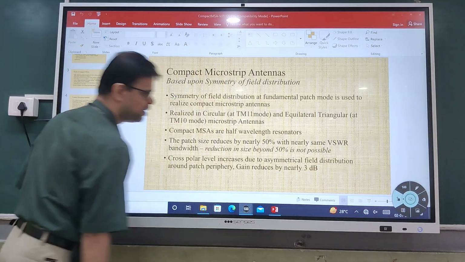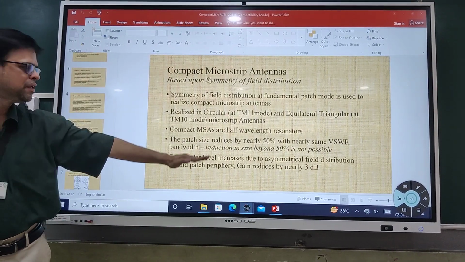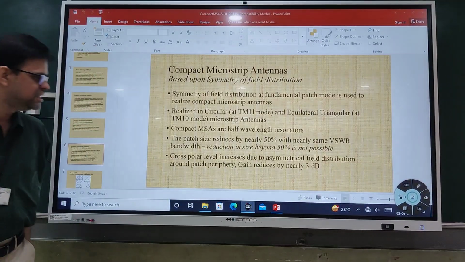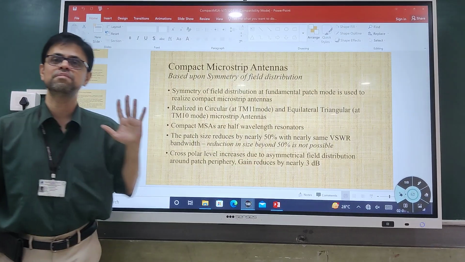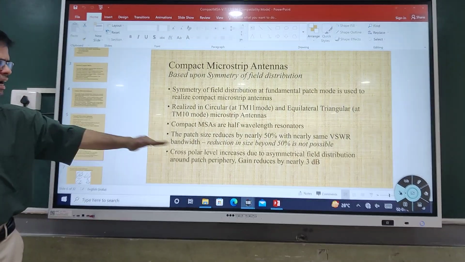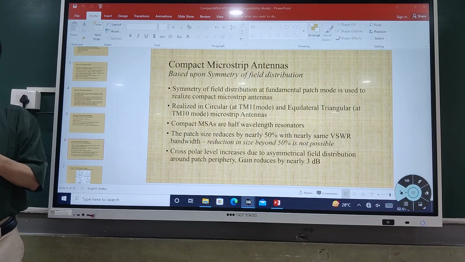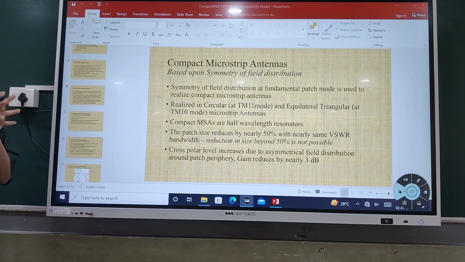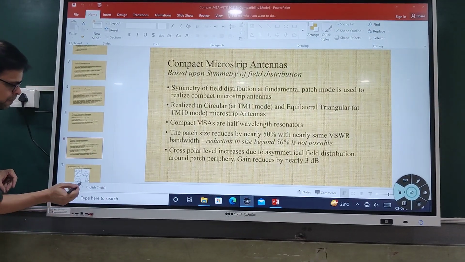And that's why, talking about the merits, it is the simplest method to realize a compact antenna, but the demerits are that the cross polar level increases because of the unsymmetrical field distribution, which is disturbed around the patch periphery, and gain reduces by 3 dB. Bandwidth also slightly reduces, but we will not talk about it here. We will see the data later, and then see how the bandwidth is affected. So this is the first simplest method to realize a compact microstrip antenna design.